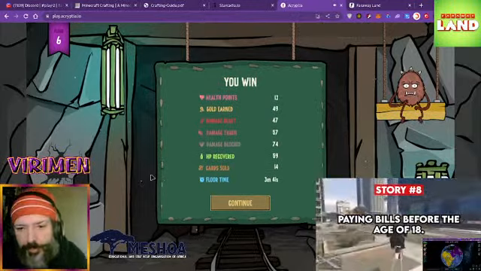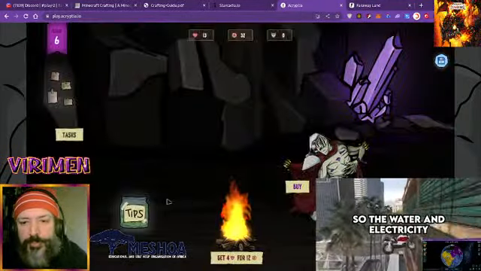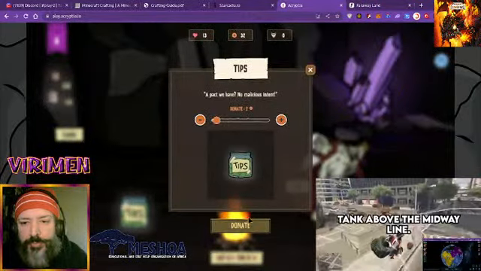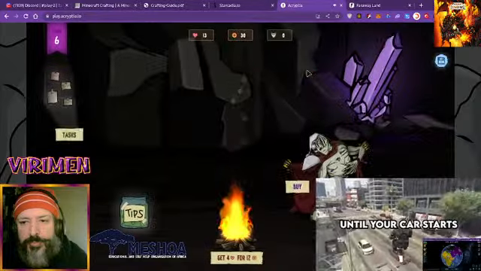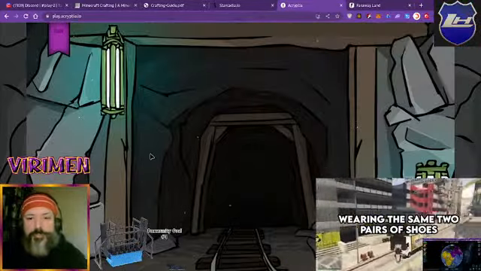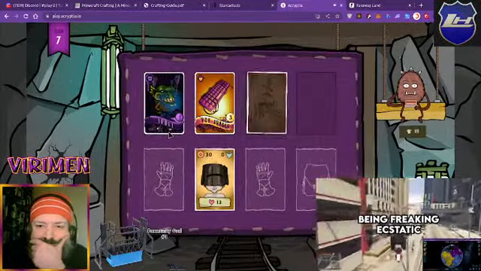Paying bills before the age of 18. Getting your paycheck and handing it over to your mom when you get home so the water and electricity stay on that month. Never seeing your gas tank above the midway line. Pushing oil changes until your car starts making strange grumbling noises at you. Wearing the same 2 pairs of shoes until they fall to pieces, and then visiting the thrift store for the next pair.